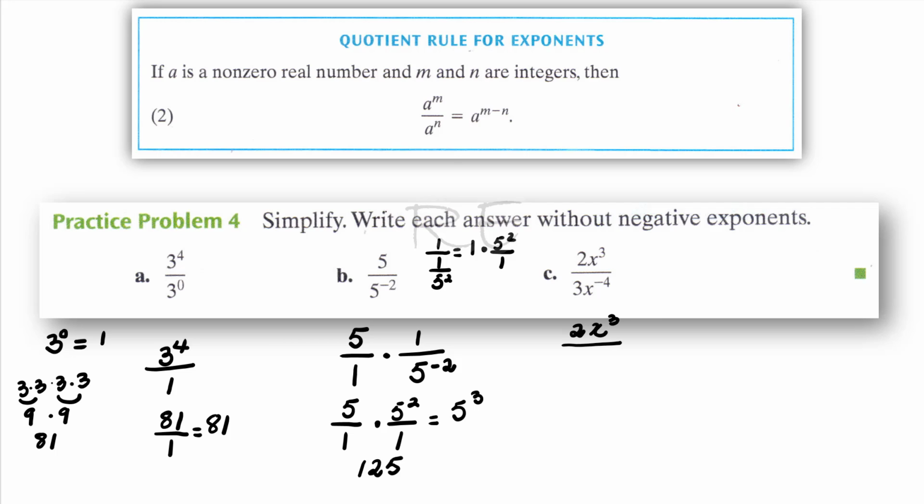2x cubed over 3 multiplied by 1 over x to the negative 4. 2x cubed over 3 multiplied by, change the sign and flip, x to the fourth over 1, which means 2x to the 3 plus 4, 7, divided by 3.